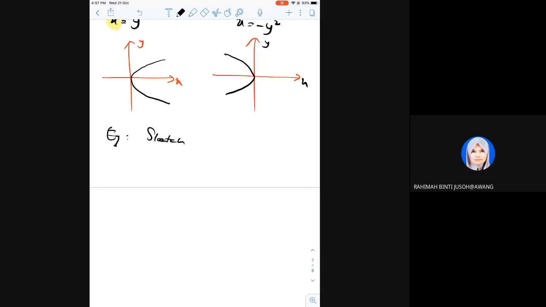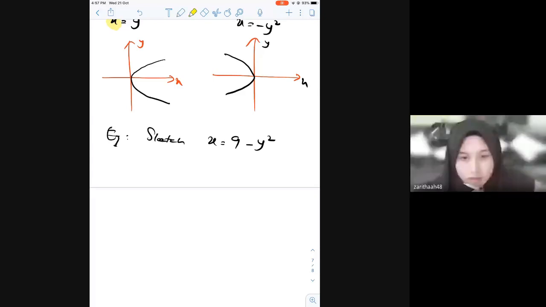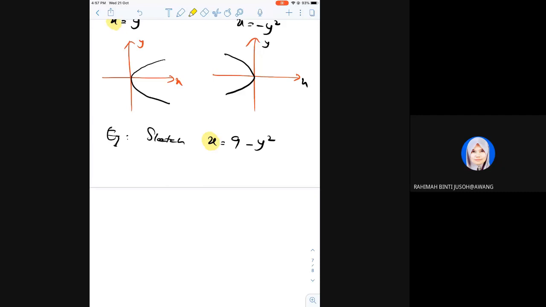Okay, so for example, let's say I ask you to sketch, let's say X equals to 9 minus Y squared. What is the subject now? X ke Y? X, good. Subjek ni adalah power 1. Ni X ni sebagai subjek. Okay, so bila X sebagai subjek, dia sama ada pada paksi X, kiri ataupun kanan. Nak tahu kiri kanan tu tengok mana? Tengok negatif ni. Tengok Y. Okay, Y, yes. So it's negative, right? So negative should be on the left.